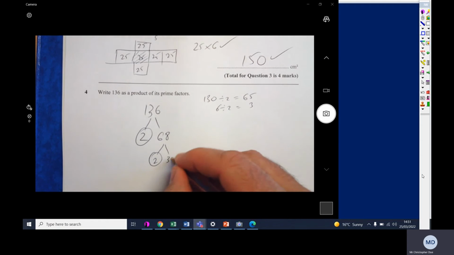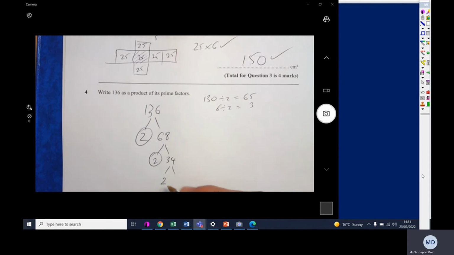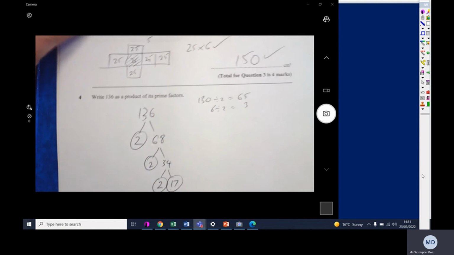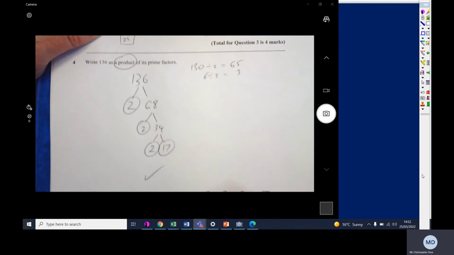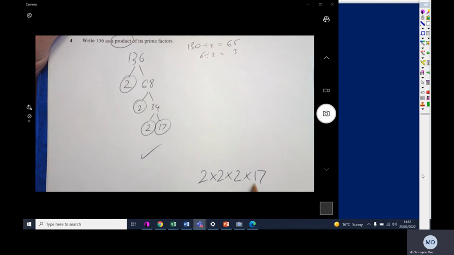Half of 68 is 34. That's an even number, divided by 2. 17 is a prime number. So that's 1 mark for your working out. The correct answer, a lot of you didn't get the correct answer. You do need to write down 2 times 2 times 2 times 17. Product of prime factors means multiply. If you didn't have the multiply signs, you're going to lose a mark.